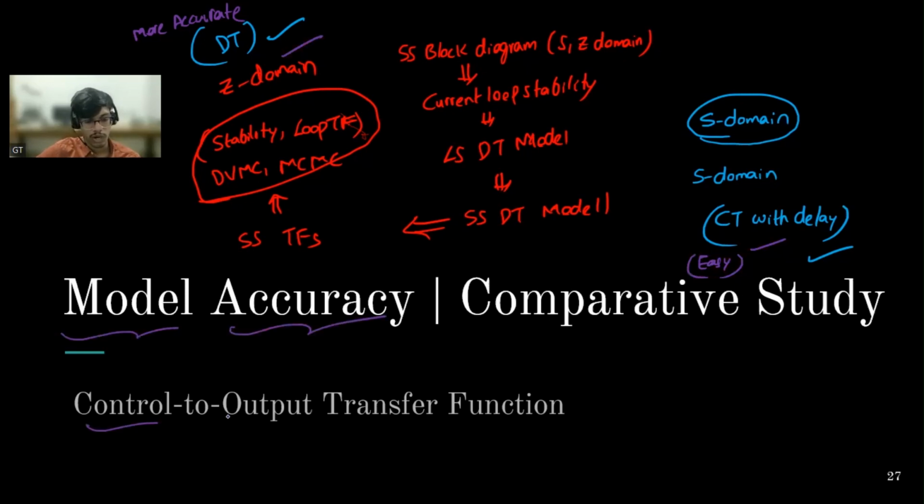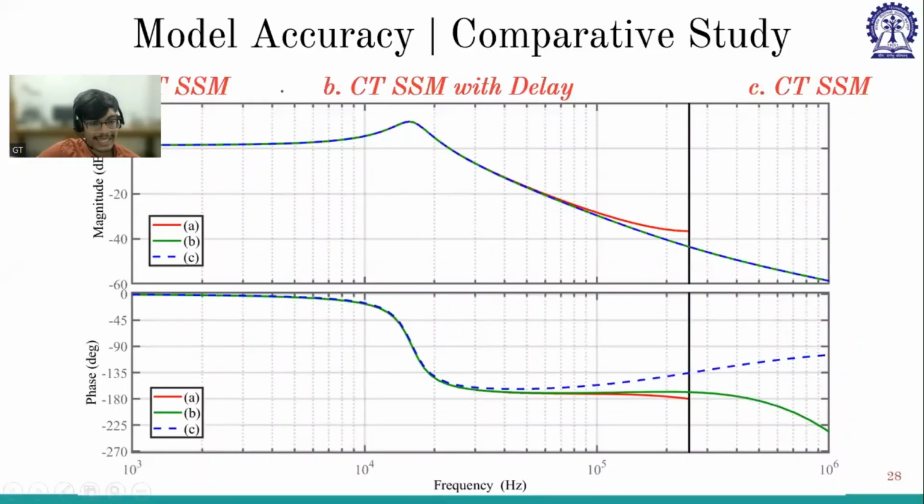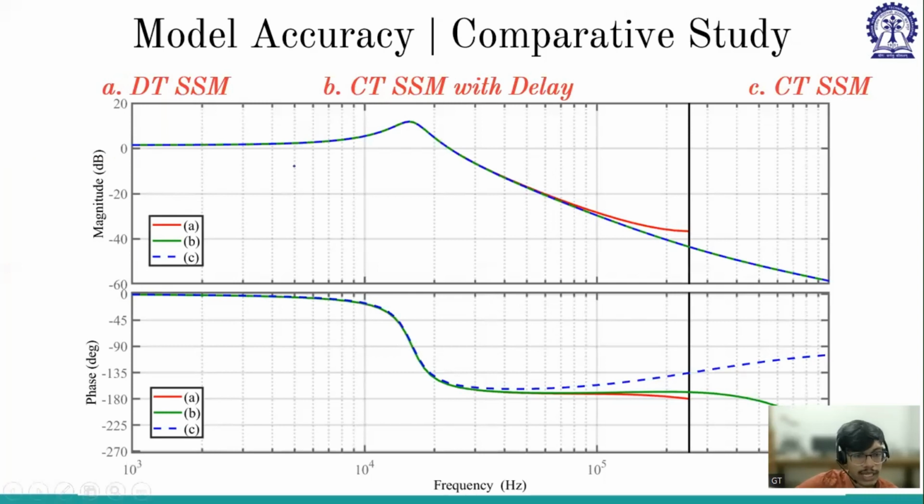The paper has shown, for control to output, GVD of S, GVD of S with delay, and GVD of Z. So three case studies have been considered. One is the discrete time model, which is GVD of Z. The continuous time small signal model with delay is GVD into e to the power minus S tau d, where tau d is the total delay, which is the sampling delay plus the DPWM delay. And the continuous time small signal model is GVD of S. So this is A, this is B, this is C.